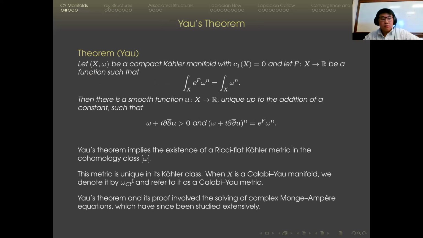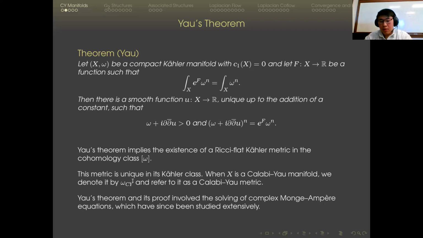So we'll talk quickly about Yau's theorem. We are working on a compact Kähler manifold. We have the existence of a Kähler structure, and the existence of the holomorphic form tells us that the first Chern class vanishes. So Yau's theorem, which is given here, implies the existence of a Ricci-flat Kähler metric in the cohomology class. This is sort of the nice one that we like. This metric is unique in the Kähler class, and in our case, I'll just refer to it as a Calabi-Yau metric.